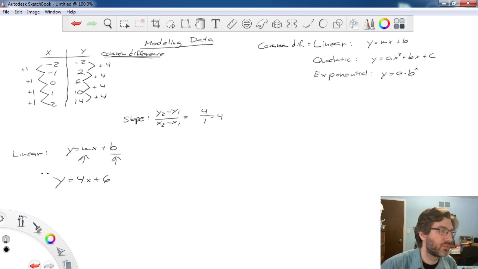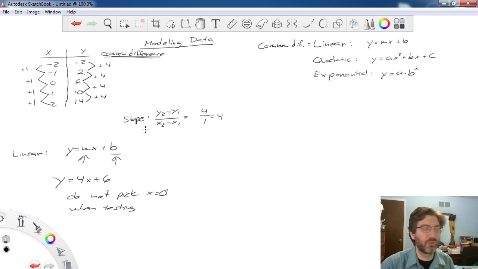So this here is your suggested model. Once you get your model, you're going to want to test it, check it to make sure. So you're going to pick some values, but do not pick x equals 0 when testing.